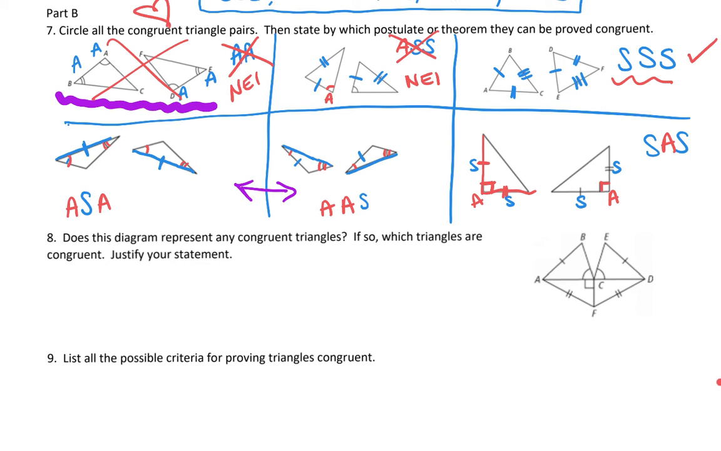The next one says, does this diagram represent any congruent triangles? If so, which triangles are congruent? And I think so. I see a pair that jumps right out at me. I see the reflexive property going on here, so I'm going to mark this. Reflexive property. All right. I see more reflexive property too. Those two sides are congruent to each other.